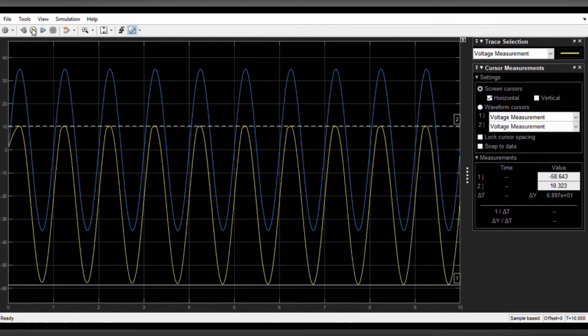For first positive cycle of voltage input, we got 10.323 volt of our voltage output. For the negative cycle of voltage input, we got negative 58.643 volt of our voltage output.